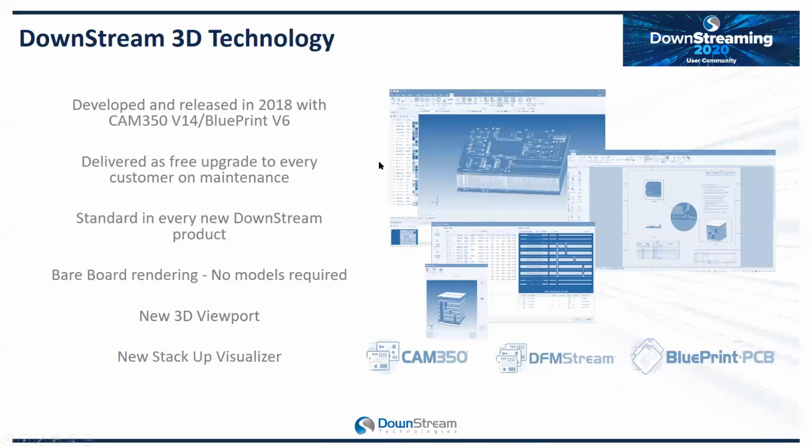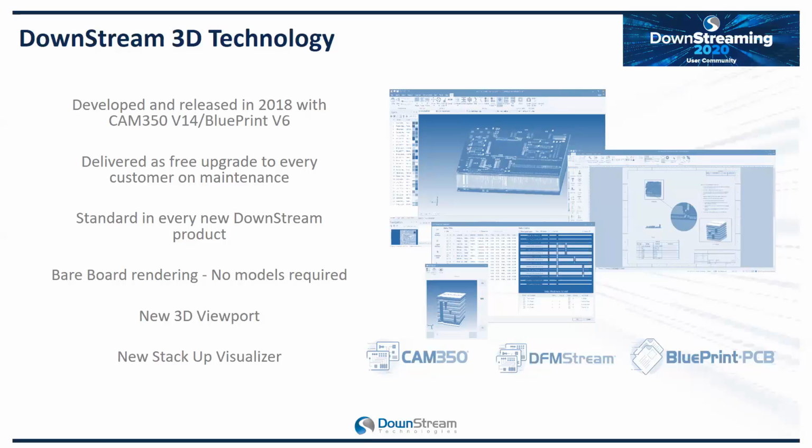So the 3D technology was released with CAM 350 version 14 and Blueprint version 6 in the fall of 2018. It was provided as part of everybody's upgrade. If you had maintenance, everybody received the 3D capability as part of that upgrade. Every new system we sell at this point has the 3D capability in there.